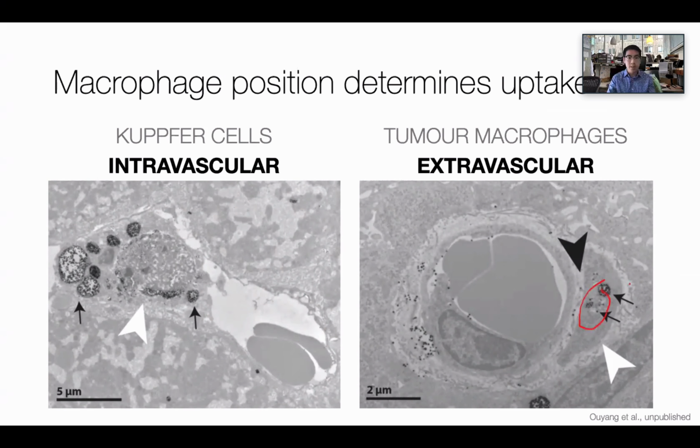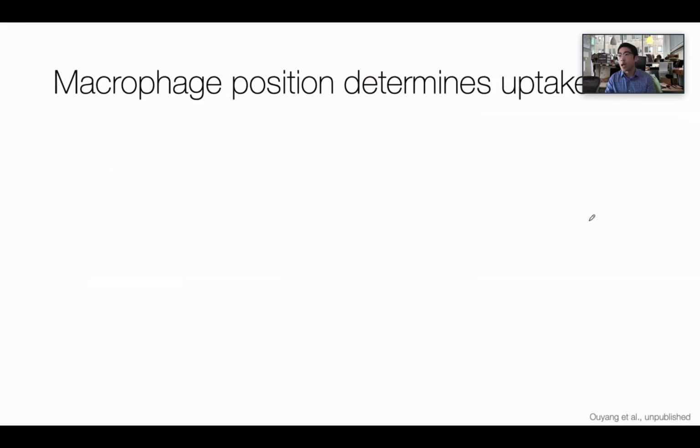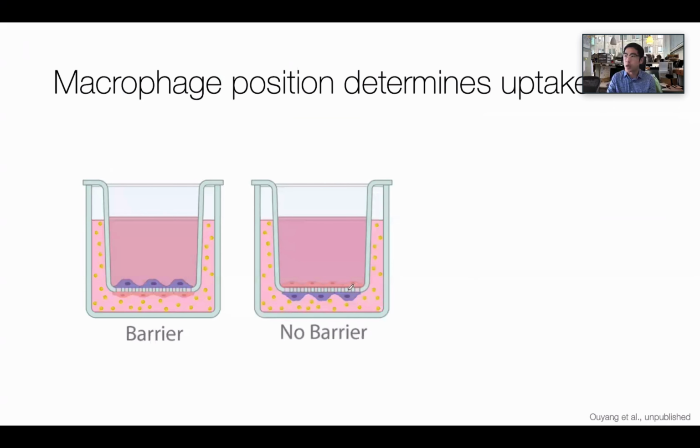And so we asked, is this just a correlative visualization of what was going on, or is this causative, right? So we did a very simple experiment in vitro, a transwell experiment, where we looked at different configurations of these cells. We put nanoparticles on one side of the transwell, and then we seeded our macrophages and endothelial cells on opposite sides of the transwell.